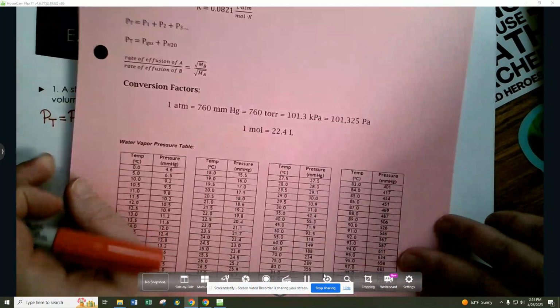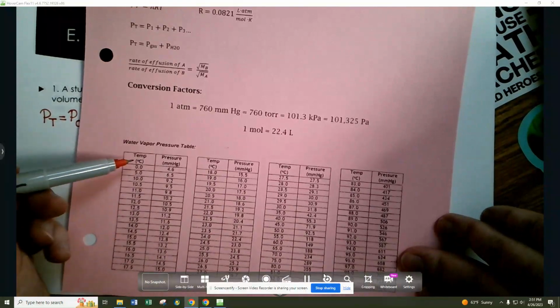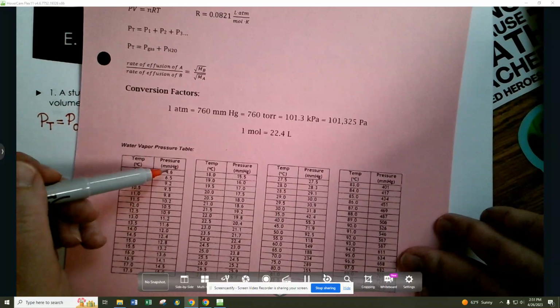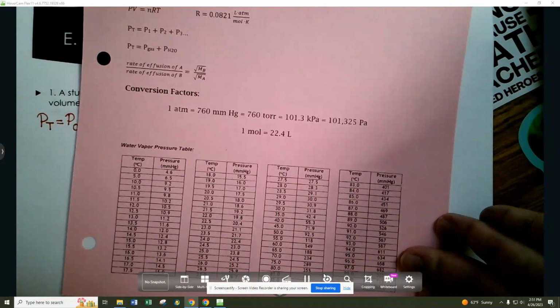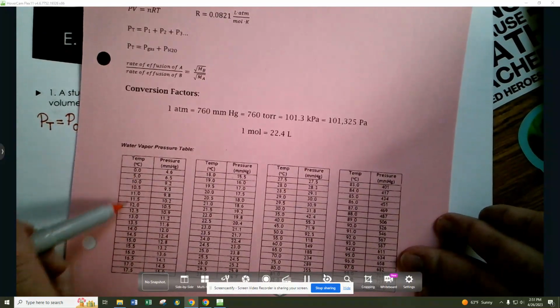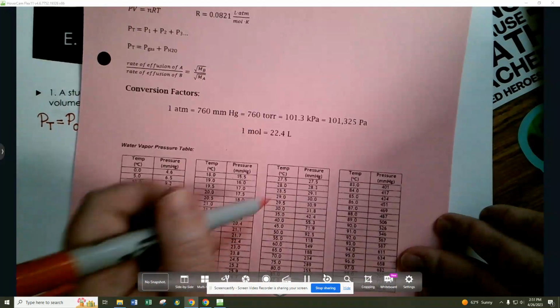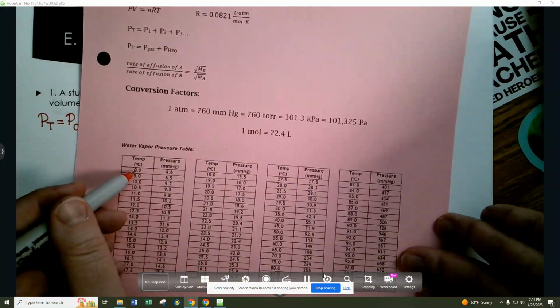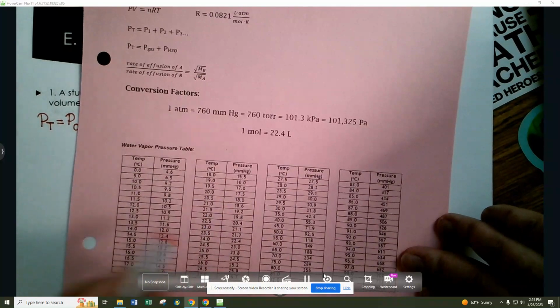So when you look at this pink sheet, there's this big table here at the bottom, and it has a series of different temperatures, and then it gives you a pressure in millimeters of mercury. Okay, so what this is telling you is how much that water is going to exert in terms of pressure based on these different temperatures. And it should make sense, as you go up in temperature, your pressure goes up.